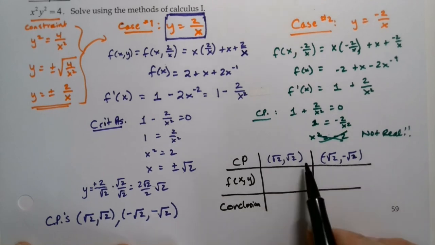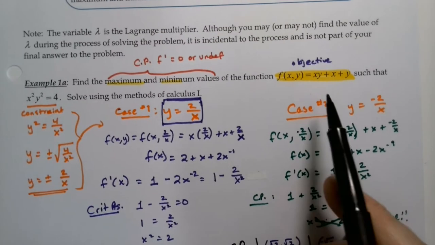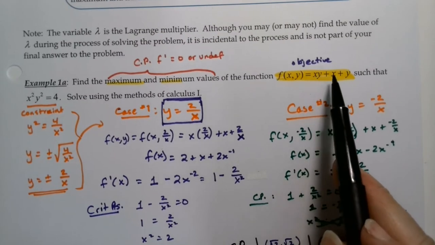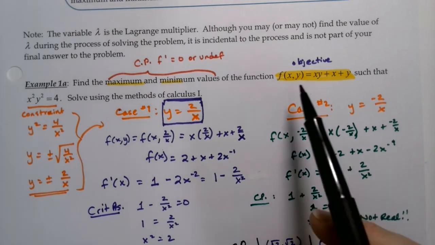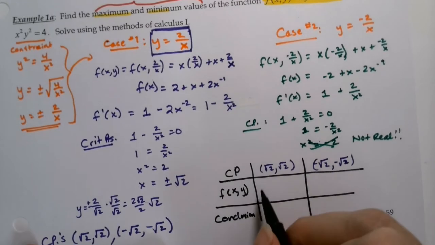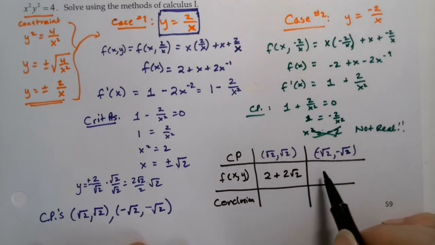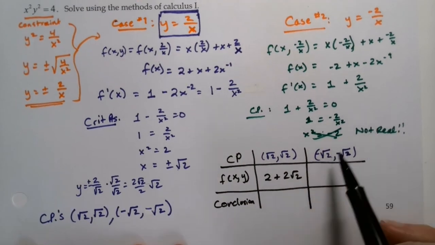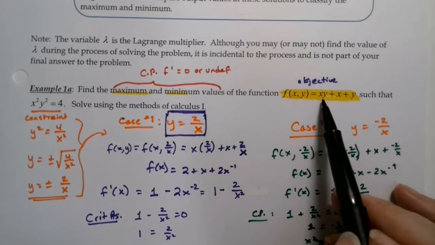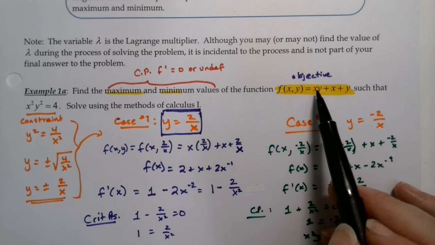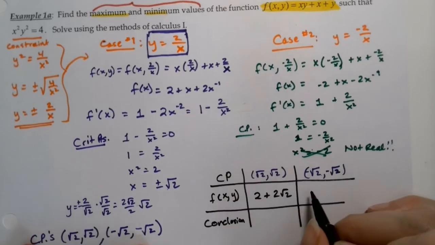So you plug these points into the original function and you get a value. Square root of 2 times square root of 2 is 2, plus the square root of 2 plus another square root of 2. So that's 2 plus 2 square root of 2. And then this one, it'd be negative square root of 2 times negative square root of 2, which is positive 2, and then minus the square root of 2 minus another square root of 2. So it's 2 minus 2 square root of 2.